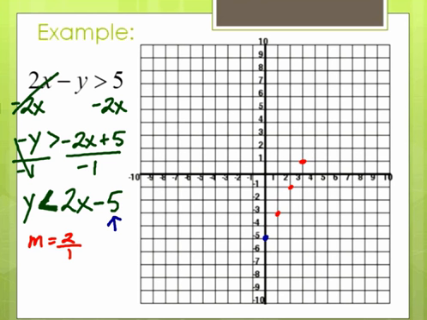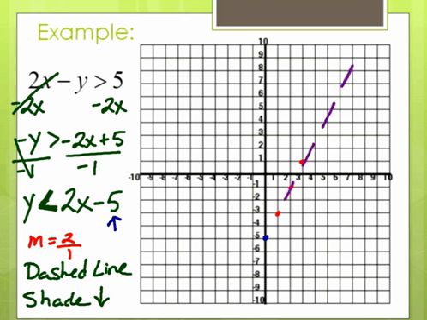And all we have to do from here is to determine, do I have a dashed or solid line, and do I shade above or below? So since it's a less than sign, we will have a dashed line. And less than lets me know we're going to shade below. So from here, we'll connect these points that we made on the graph with a dashed line. And then we'll be shading below since it's less than.